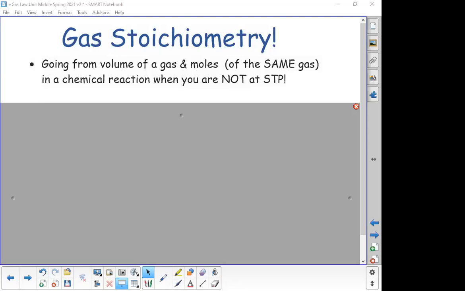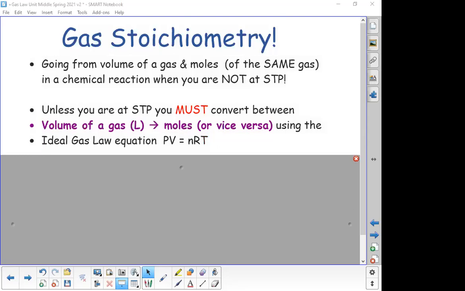Gas measurements. Last unit, primarily what we did, when you go from grams of one thing to grams of another, when you're massing stuff on a balance, it's called gravimetric stoichiometry. And then we also did some solution stoichiometry. We were looking at the concentration of solutions. They're all just quantifying amounts in a chemical reaction, but what type of chemical reaction is kind of the label.